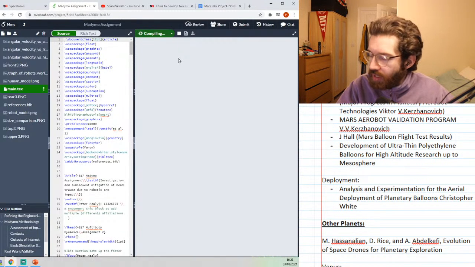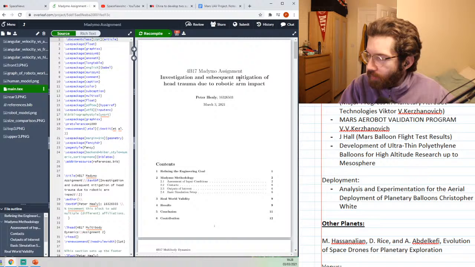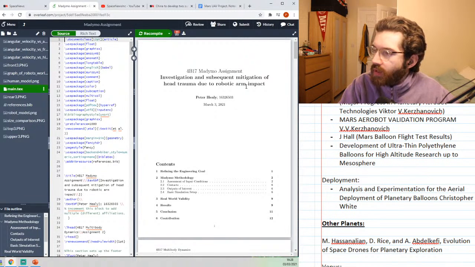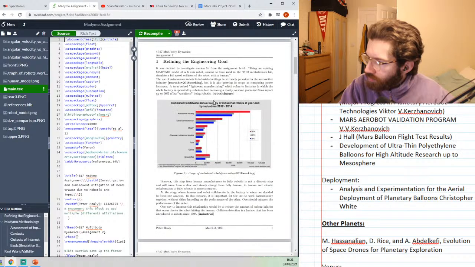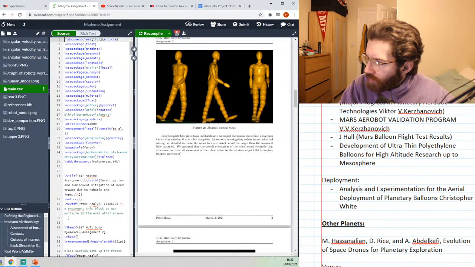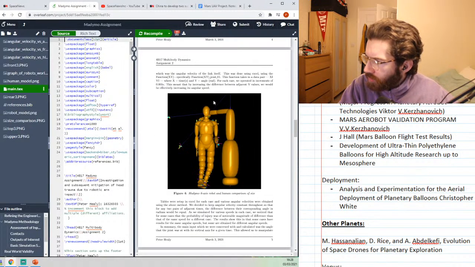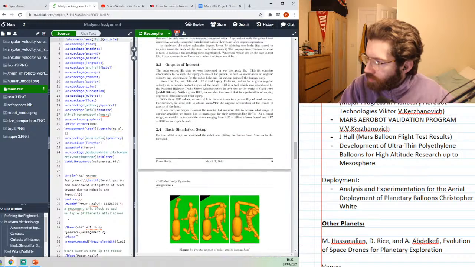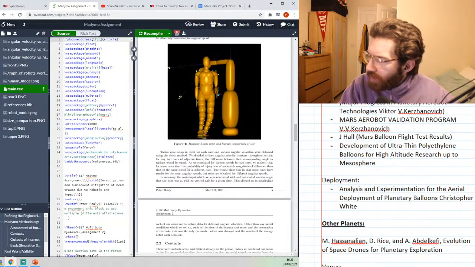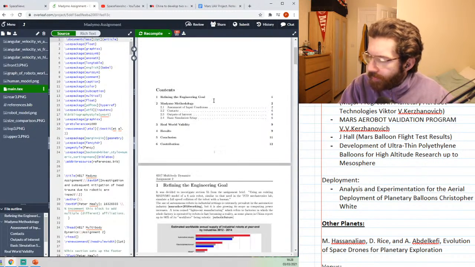It was an investigation and subsequent mitigation of head trauma due to robotic arm impact. Wait, was this just me? I thought I did this with a group. I was sure I did this with a group. I think I did it with a group, but we had different reports or something, I think.